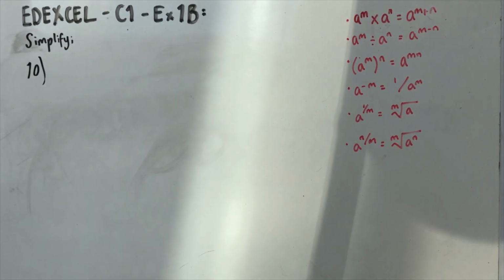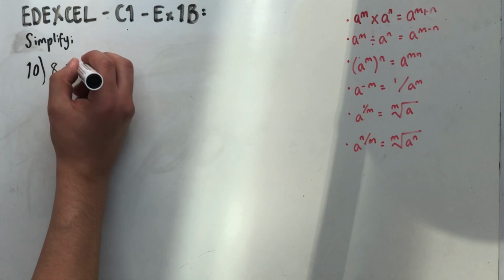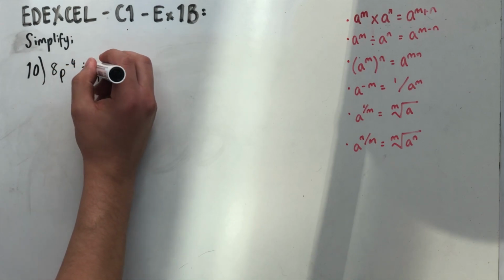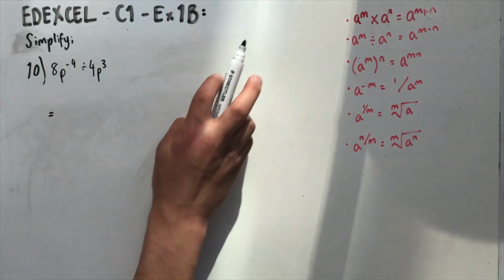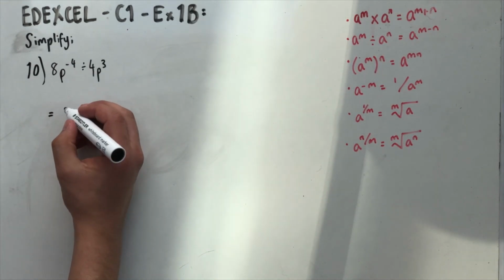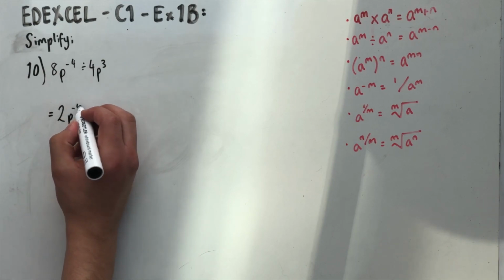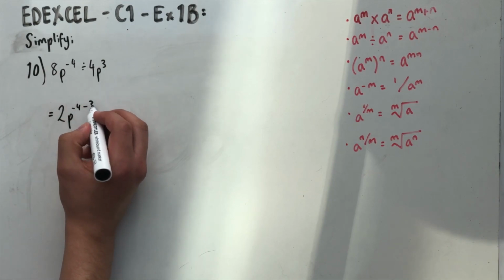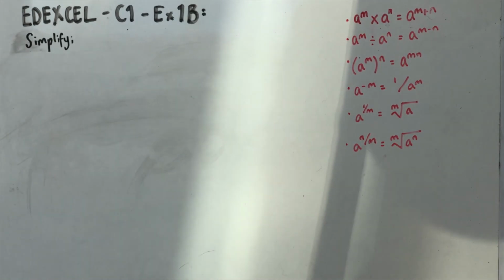Question 10, we have 8p to the power of minus 4 divided by 4p cubed. Now this is a simple one going back to the earlier questions, we're just dividing, so we use the second rule down of our indices rules. So we do 8 divided by 4 is just 2, and p to the power of minus 4 minus 3, because we're dividing. Simplifying that again, we have 2p to the power of minus 7.